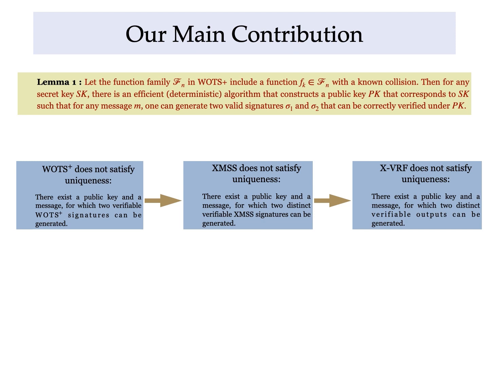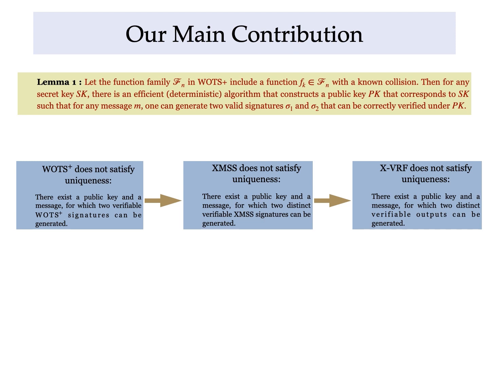So we first showed this for the WOTS+ signature scheme. We showed that we can design our public key in a malicious way such that we still have the verifiability property, but using that public key, we can have two verifiable WOTS+ signatures for a message.